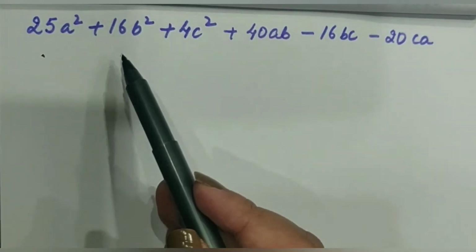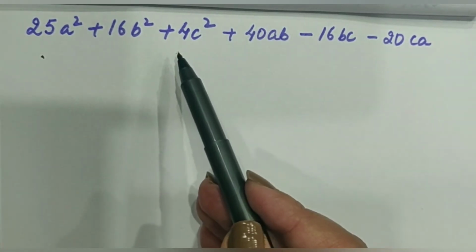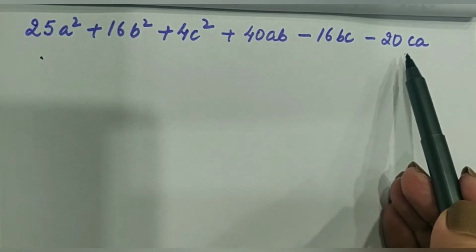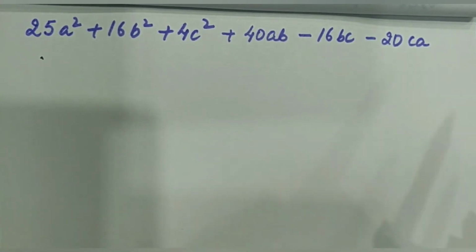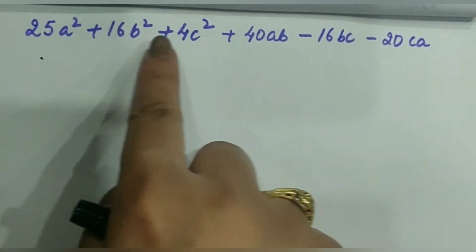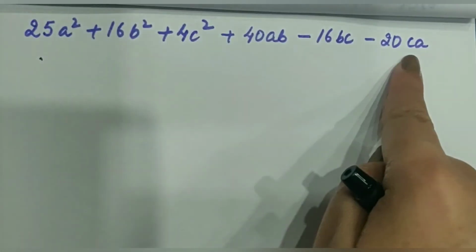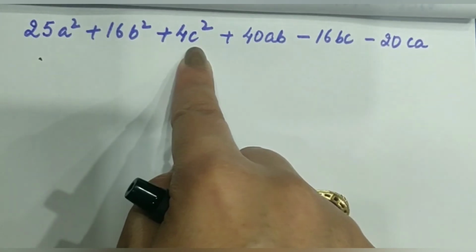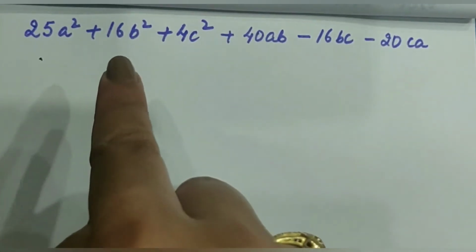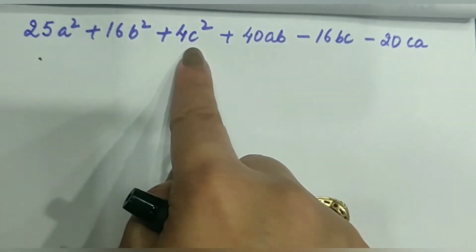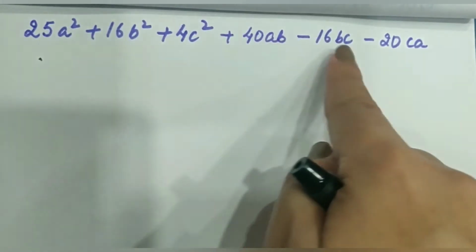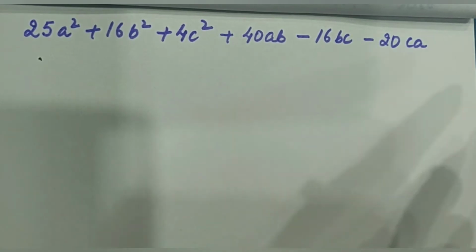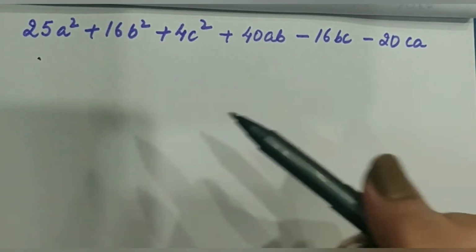25a square plus 16b square plus 4c square plus 40ab minus 16bc minus 20ca. Here we have 6 terms, 1, 2, 3, 4, 5, 6, and out of these 6 terms 3 are perfect squares. That means we can easily use a square plus b square plus c square plus 2ab plus 2bc plus 2ca, which is equal to (a + b + c) whole square. Easily we can use this identity here.